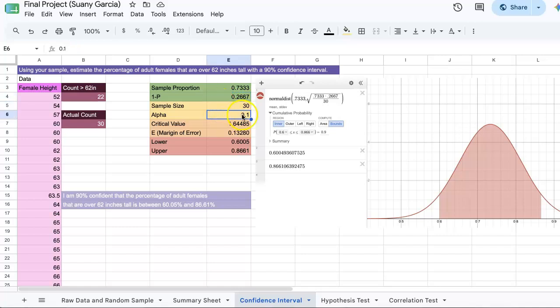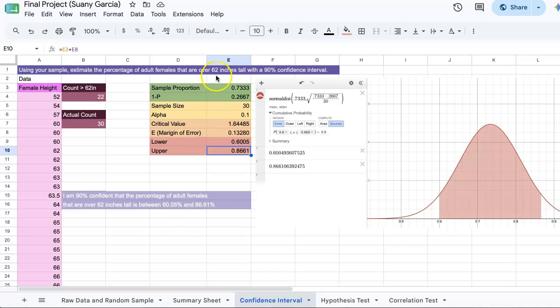Sample size of 30. We have alpha of 0.1. Critical value of 1.64485. Our margin of error, which is 0.13280. 0.6005 is the lower interval, and we have an upper interval of 0.8661. And then that means that I'm 90% confident that the true population of females taller than 62 inches lies between 60.05% and 86.61%.